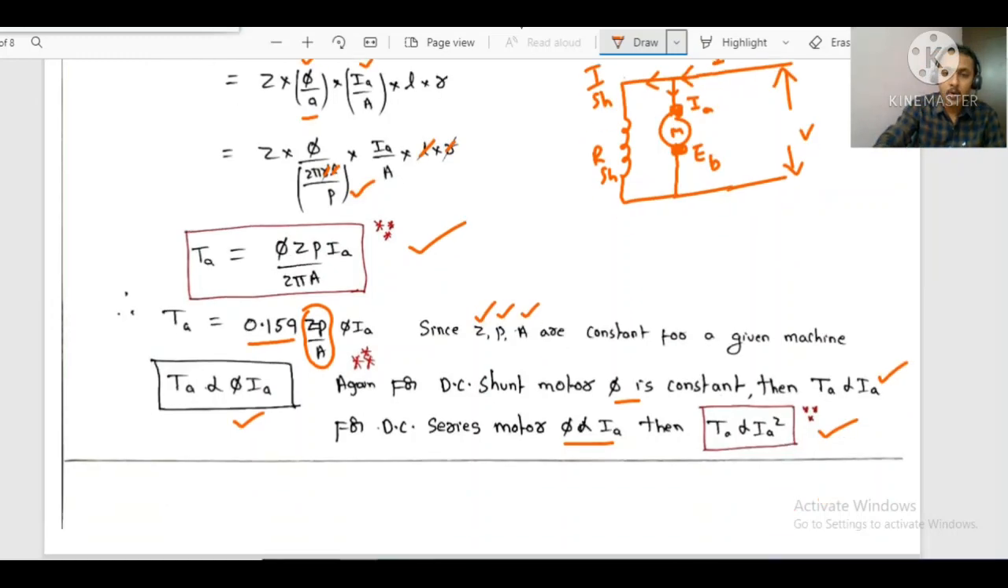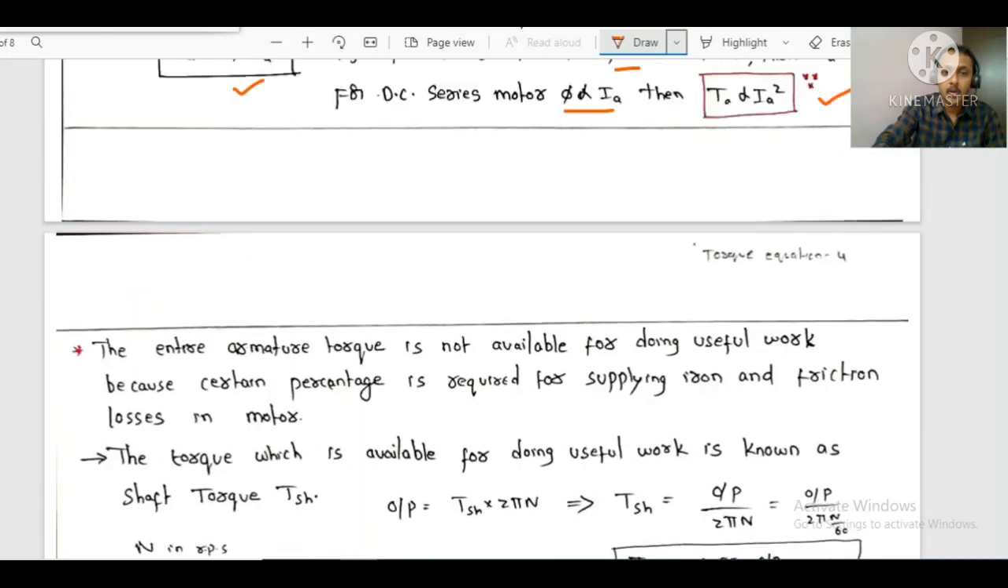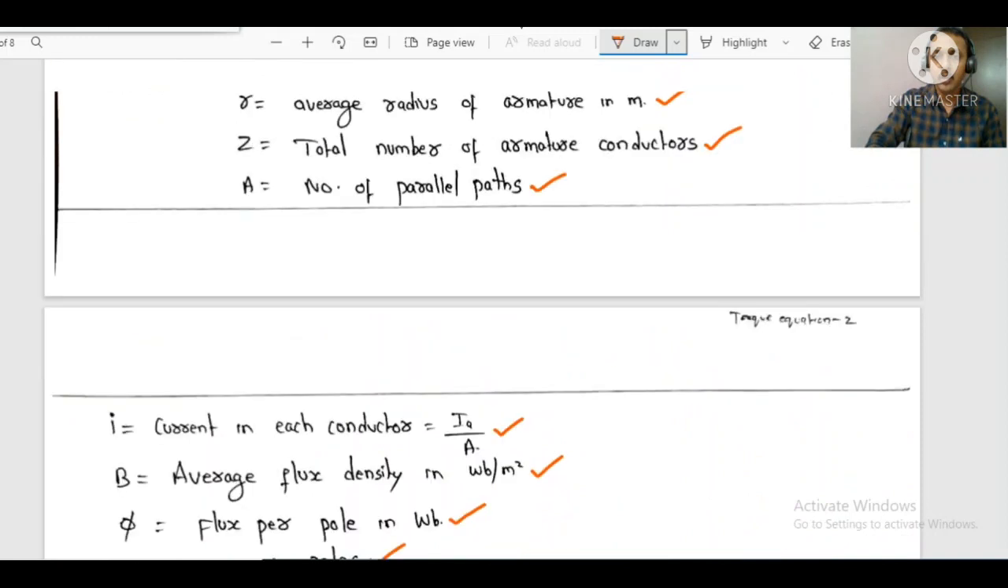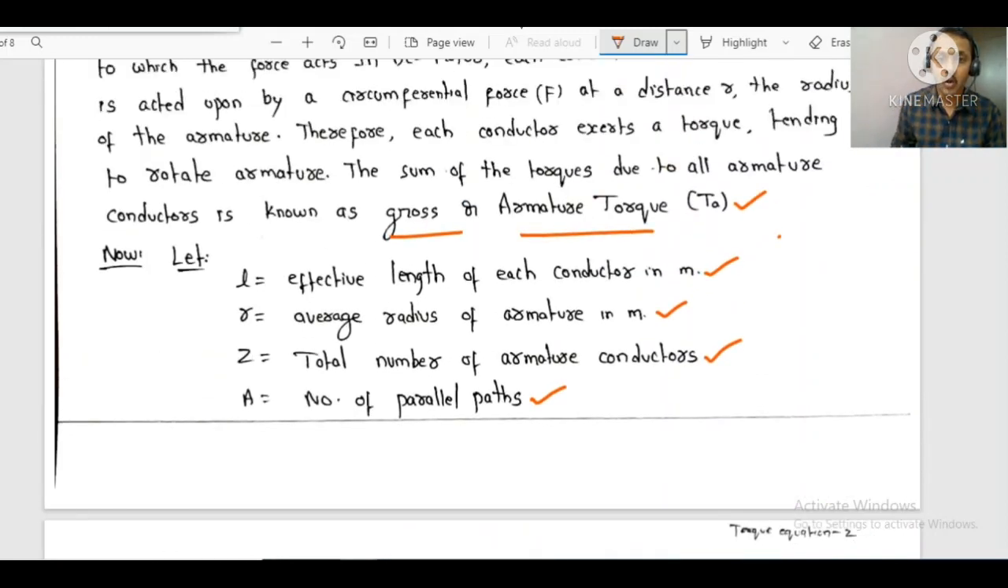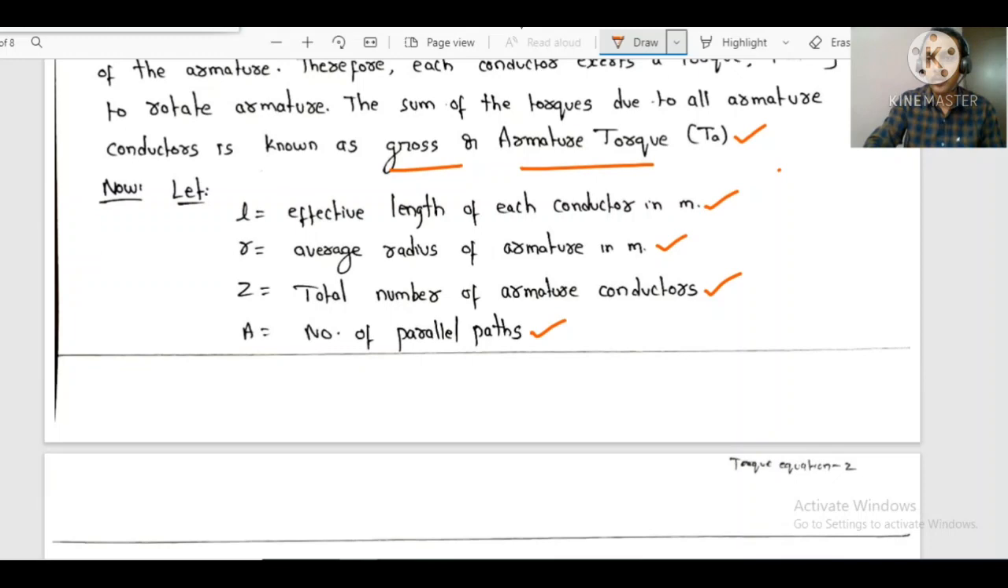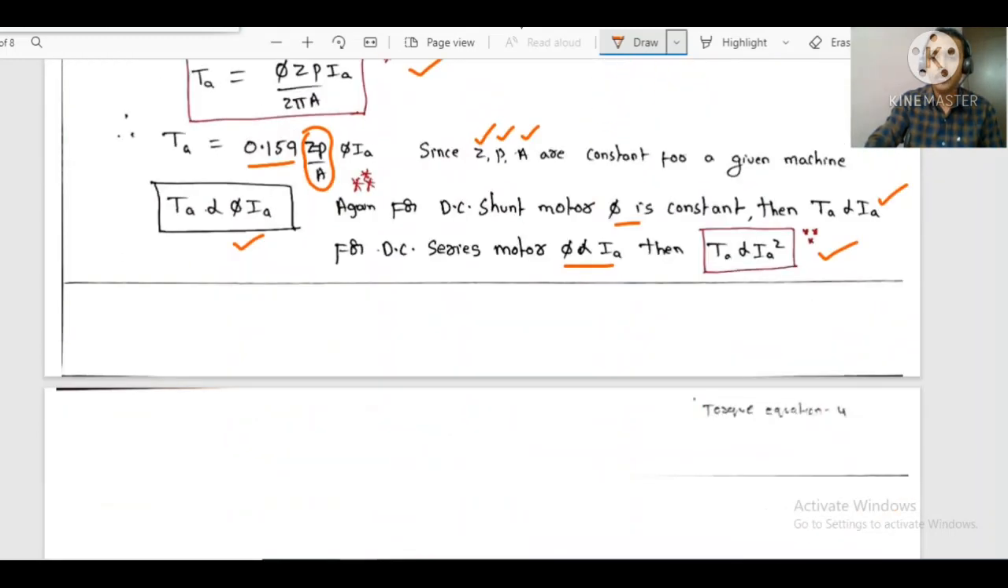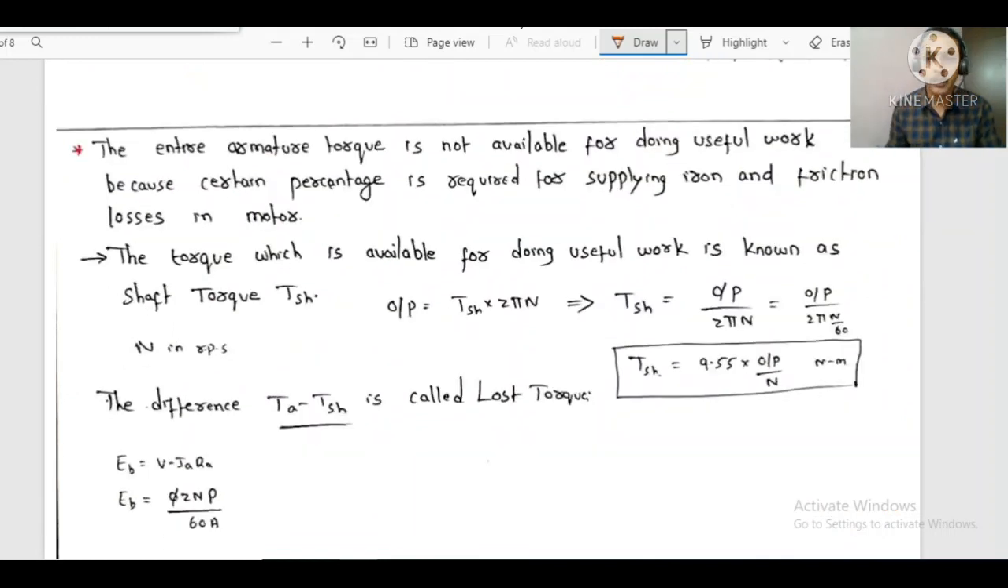Clear? So these are the important points. And one more thing. So far, all this torque discussed is which torque? Torque developed at the armature, also known as gross torque. But the entire torque will not be available to do the useful work. Some amount of torque will be lost because of friction, and to supply some losses. Then only some part will be available to do the useful work. That torque is known as shaft torque. The torque which is available to do the useful work is known as shaft torque.